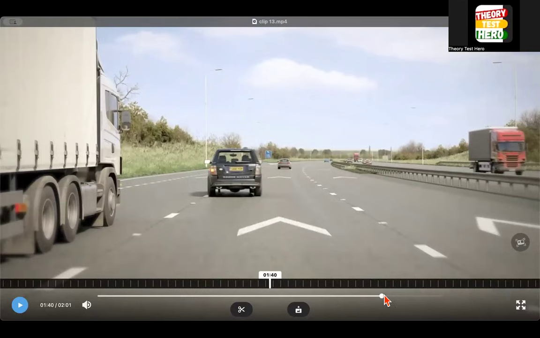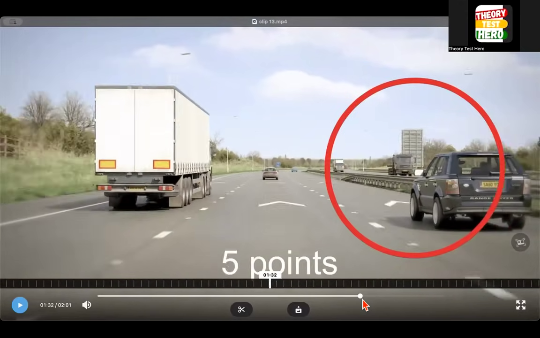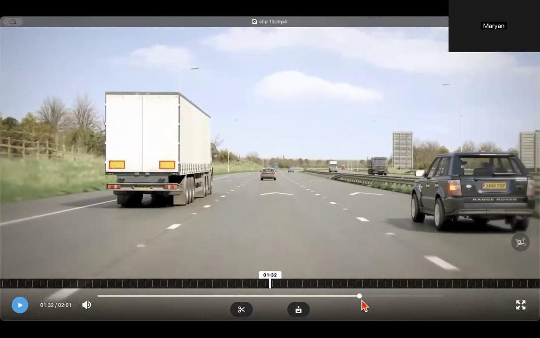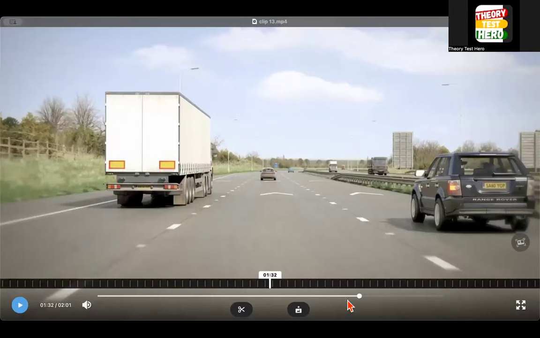What has this person done wrong here? Cross 2 lanes on the left. Good, that's one thing. There's more they've done wrong that you might get asked about on the theory test. Joining would usually be from the left, but they haven't joined. They're actually coming off the motorway, and they're coming off too late.